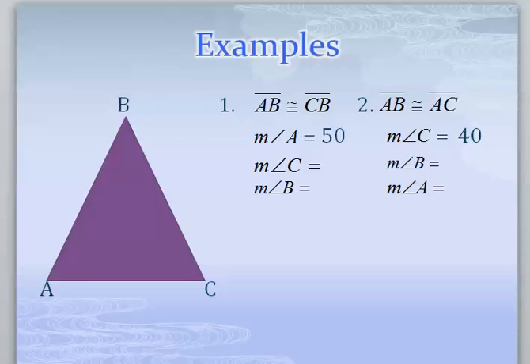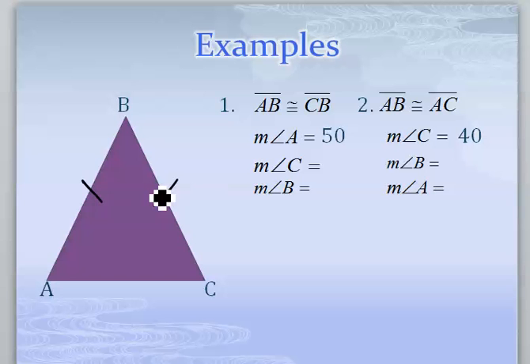We're going to work through some examples using what we know about the isosceles triangle. Most of our examples will be about isosceles. So number 1 says that segment AB, so I'm going to put a single slash on that, is congruent to segment CB, so I'm going to put another single slash.